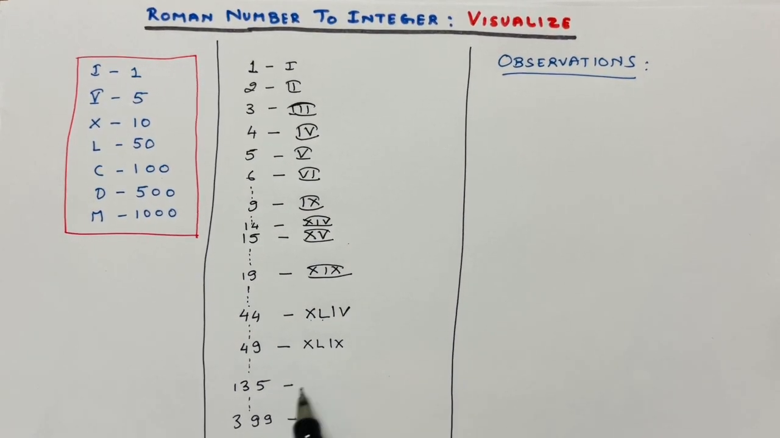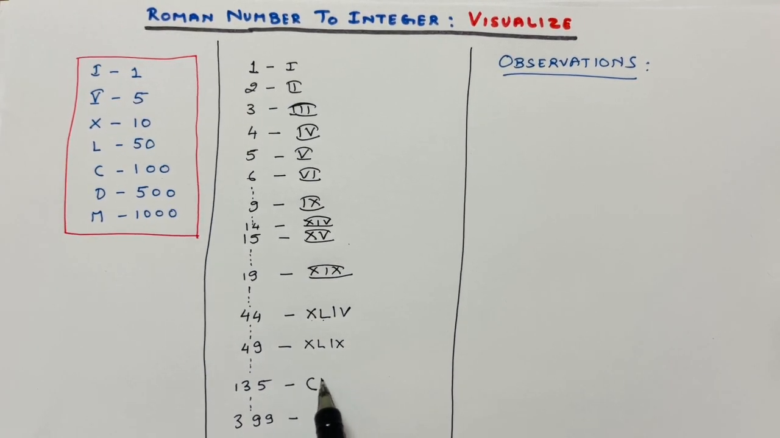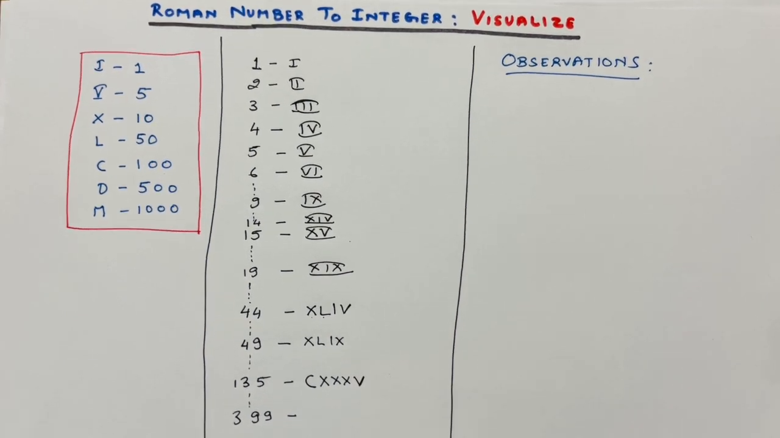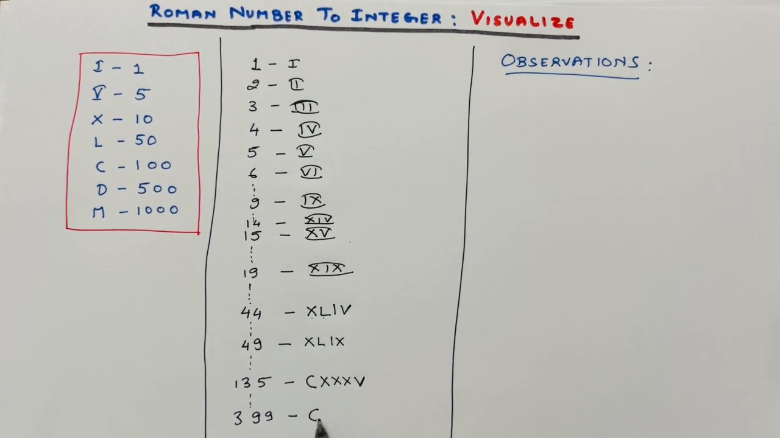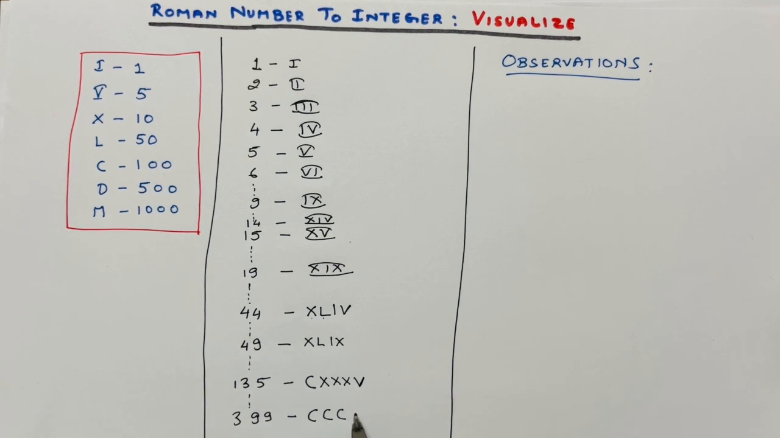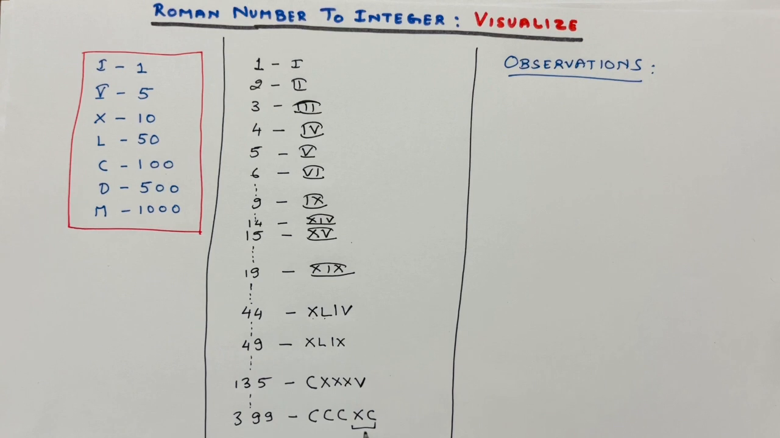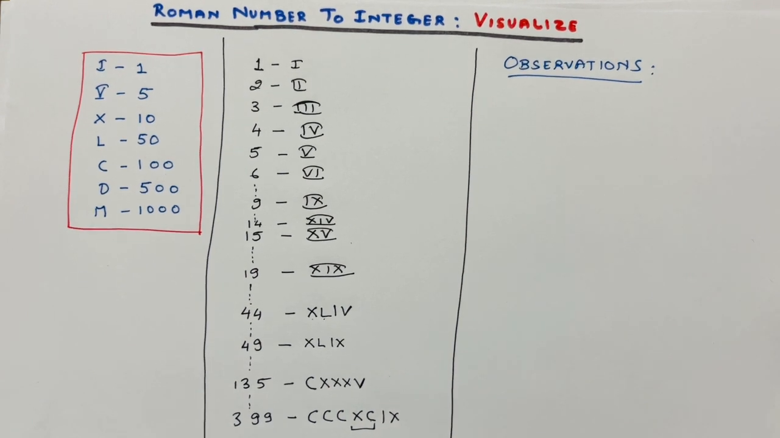Similarly, 135, so let's first represent 100. 100 is represented as this, 30, X, and then 5, 35. Now let's go for 399. We represent first 300, C, that represents 300. Then 90. How do we represent 90? XC. Why is it 90? Because 100 minus 10 is 90. And then 9, right?